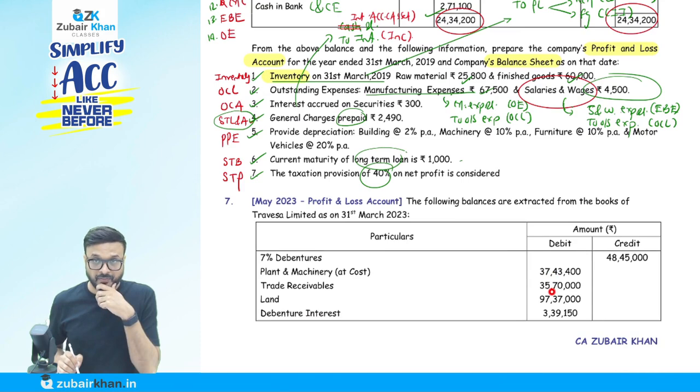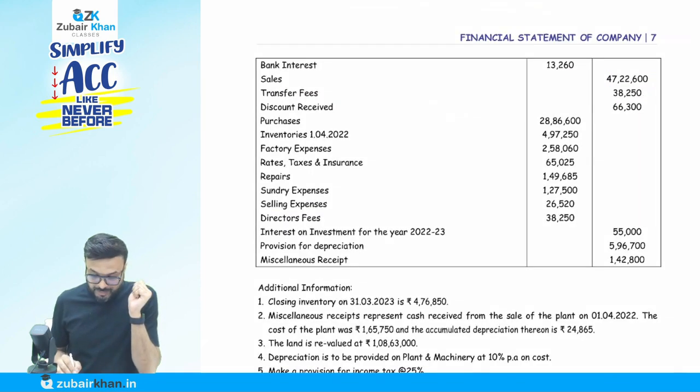Trade receivable 35 lakh 70,000. Land 97 lakh 37,000. Debenture interest 3 lakh 39,150. Bank interest 13,250. Sales 47 lakh 22,600. Transfer fees 38,250. Discount received 66,200. Purchases 28 lakh 86,600. Inventories 4 lakh 97,250. Factory expenses 2 lakh 58,060.